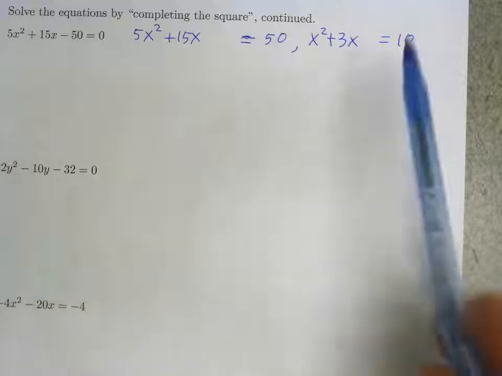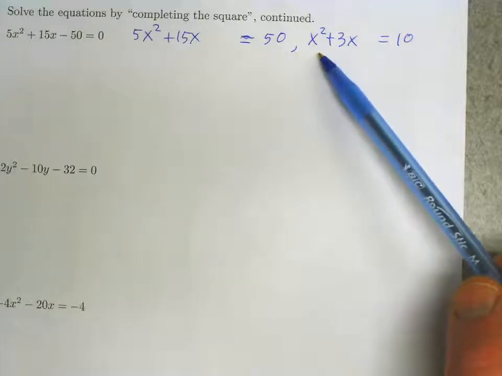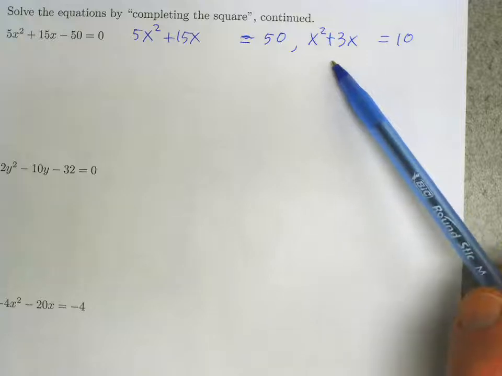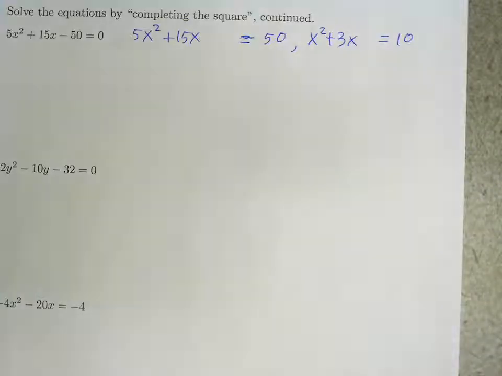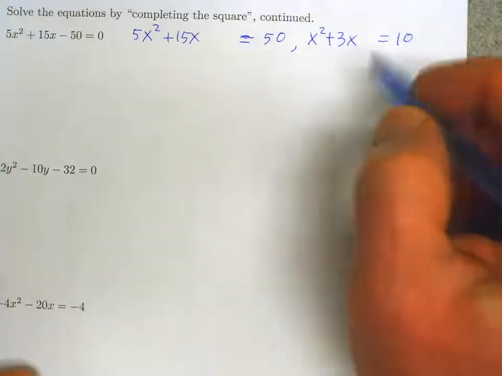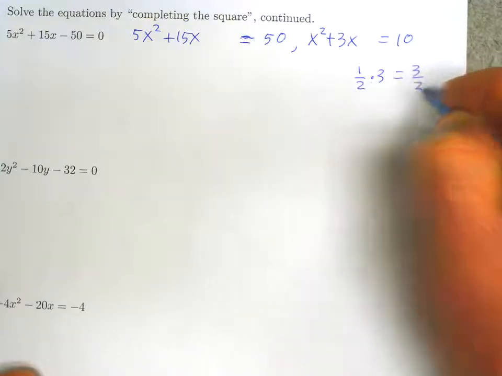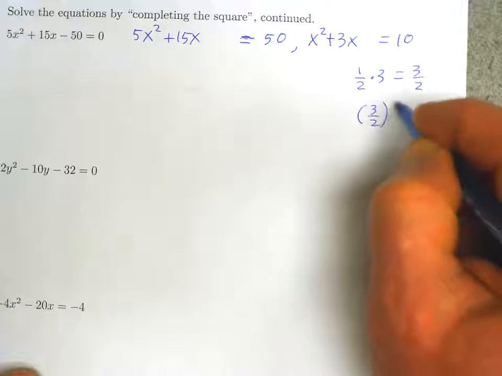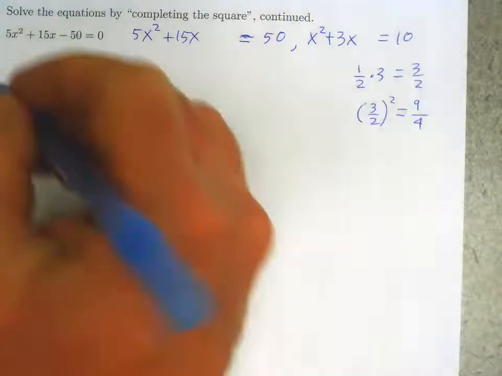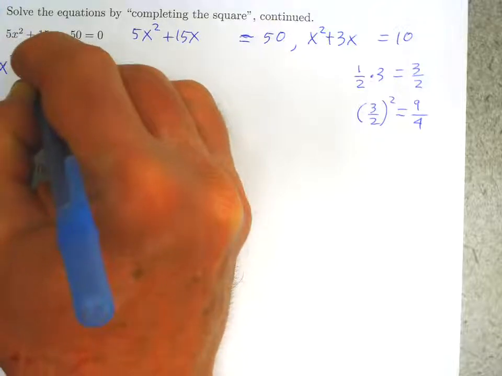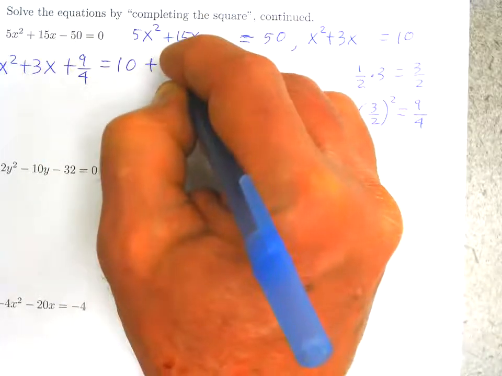Okay, the next step is creating the perfect square trinomial step, or the completing the square step. We can add a number to both sides of the equation so that the number that we add to x to the second plus 3x is a perfect square trinomial. Okay, the coefficient of x squared is now 1, so we take 1/2 of the coefficient of x. 1/2 of 3 is 3/2. And then we square that number, 3/2, and we get 9/4. So we add 9/4 to this equation on both sides. So we get x squared plus 3x plus 9/4 equals 10 plus 9/4.